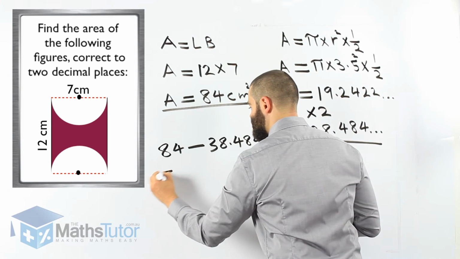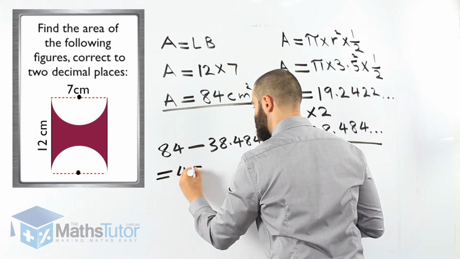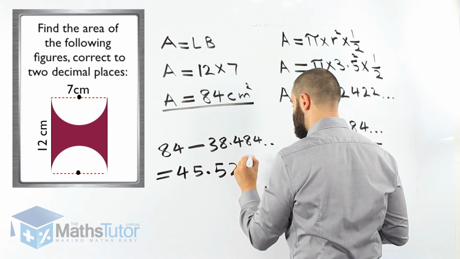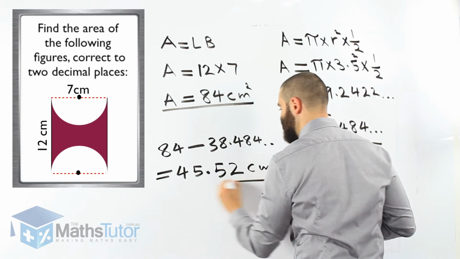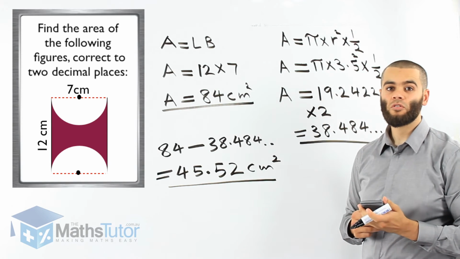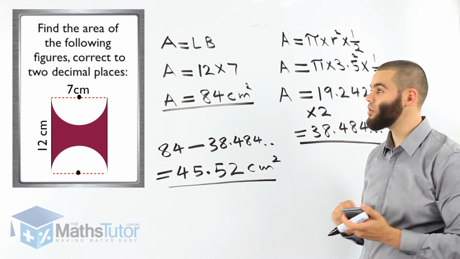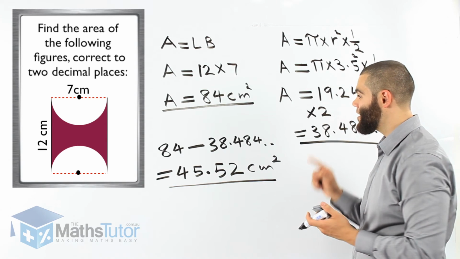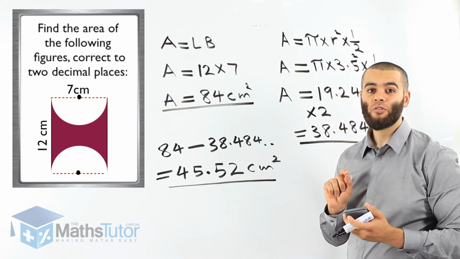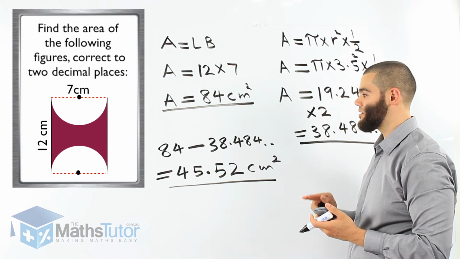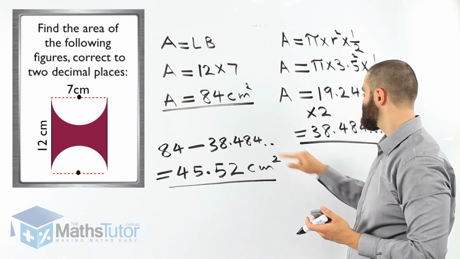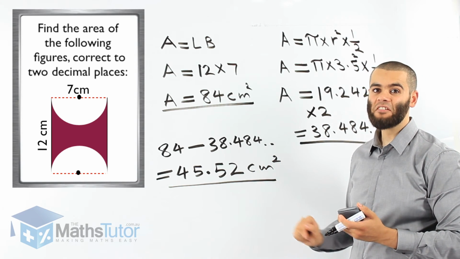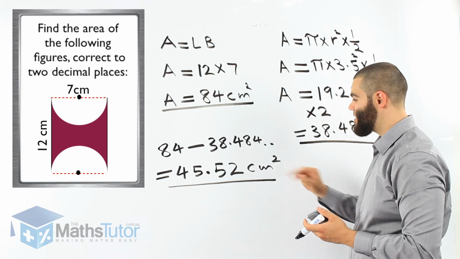Our answer is going to be 45.52 square centimeters, rounded off to the nearest two decimal places. Very important. The question says round off to the nearest two decimal places. And of course, never ever round off until the end. There's no way you can round off here or here. Always round off right at the end. Your final answer, that's when you round off, and that's what we did.